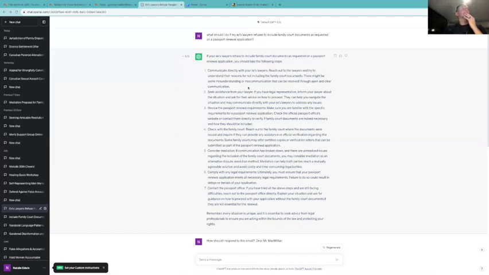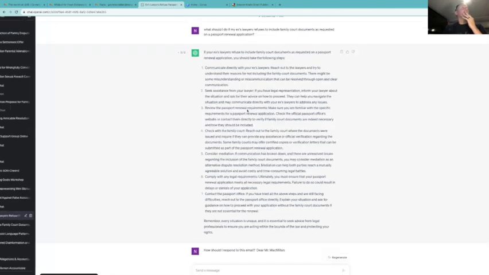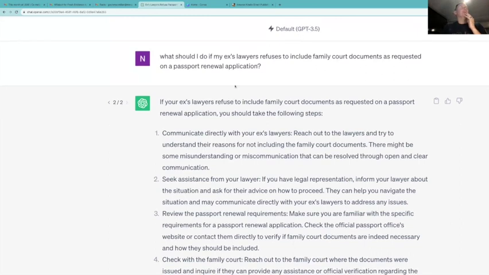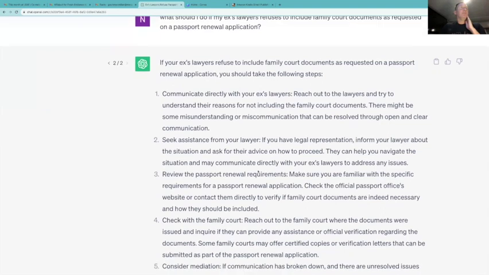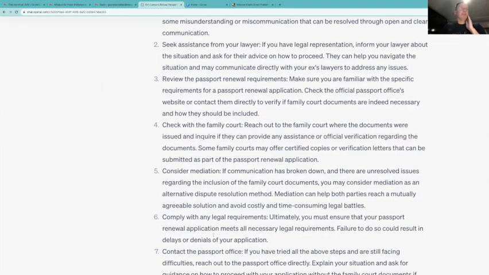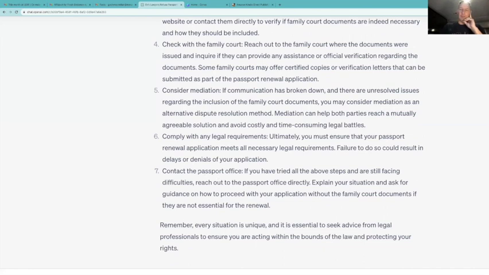So the question was, this was using 3.5: What should I do if my ex's lawyer refuses to include family court documents as requested on a passport renewal application? And it gives you kind of a bunch of responses. Comply with any legal requirements, consider mediation, check in with the family court, all of which I did. Contact the passport office, so you can contact border services.